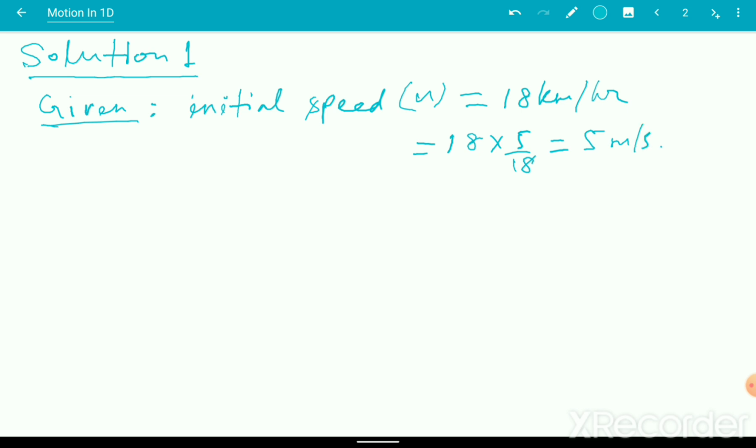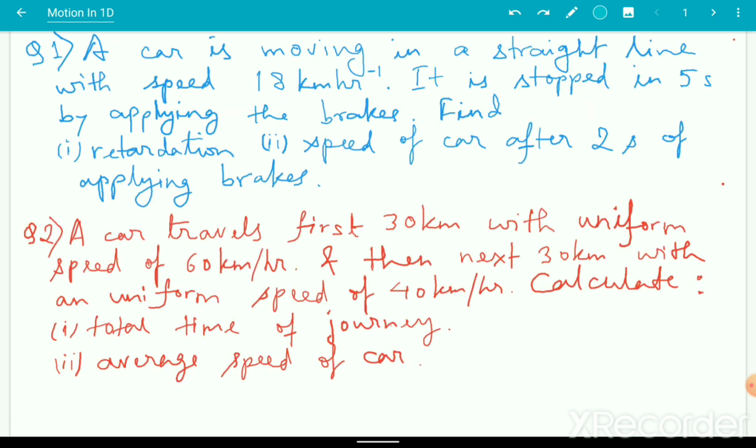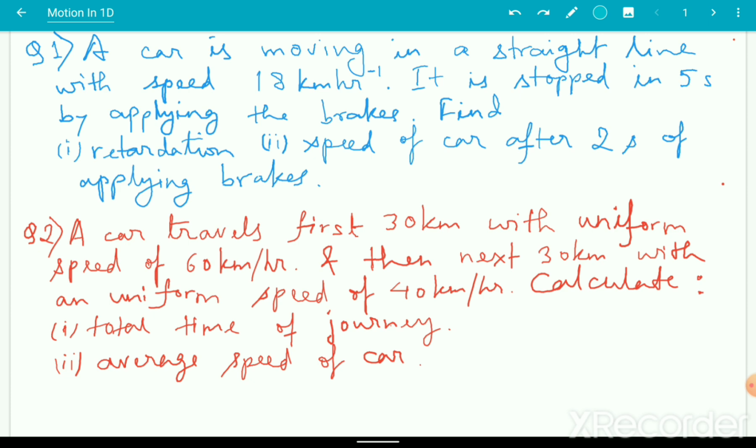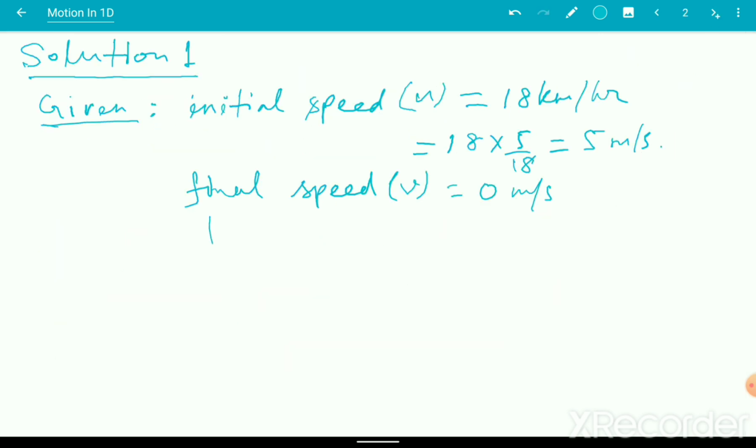Now what else has been given? Time has been given: it is stopped in 5 seconds. So obviously the final speed, denoted by the letter v, will be 0 meter per second. Another thing is the time taken for this, which should be denoted with t, and it's 5 seconds. So these things have been given.